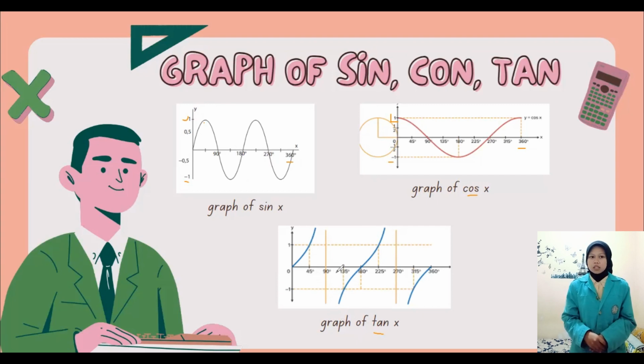The period is the distance between repetitions, and the value of the period from the tan x graph is π. The tan x graph does not have an extreme value, so the tan x graph does not have amplitude.